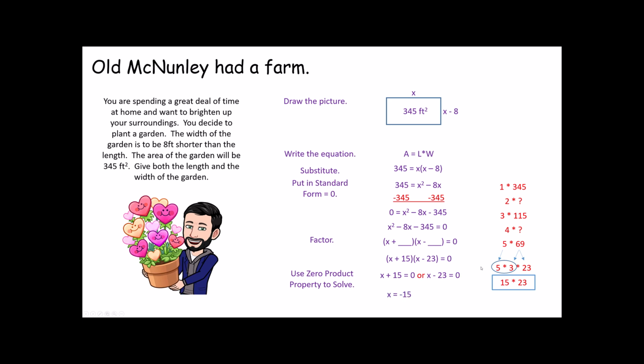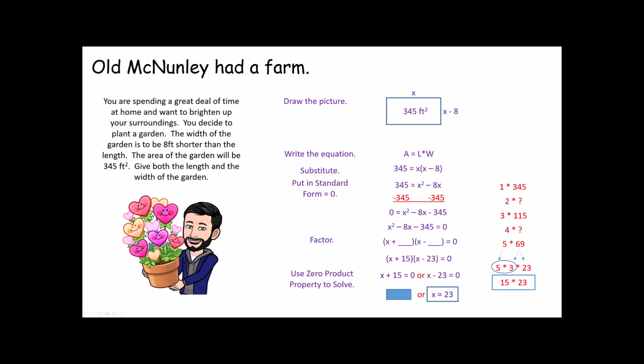I solve the first equation by subtracting 15 from both sides, get x equals negative 15. That doesn't make any sense because the length of a rectangle would not be a negative number. If I go through and add 23 to both sides of this one, I get x equals 23, which is our correct solution.